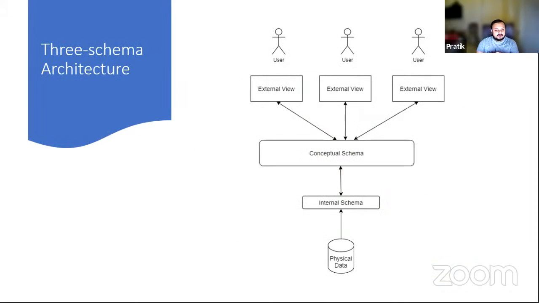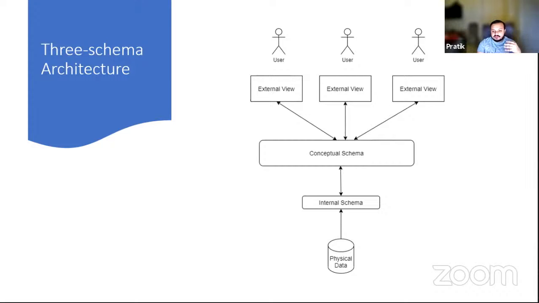So coming to the three schema architecture, the concept of it is very, very important. What it essentially means is that the data is stored in the physical device. That's the actual data that is stored. But it is represented in three different formats, in three different schemas. So the first one, if we go right from the bottom, is the internal schema. Internal schema means the physical strategy of how the database is actually stored.